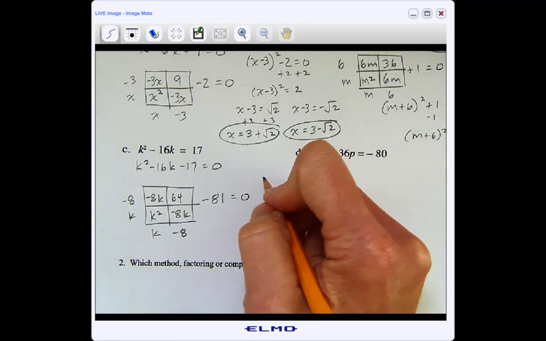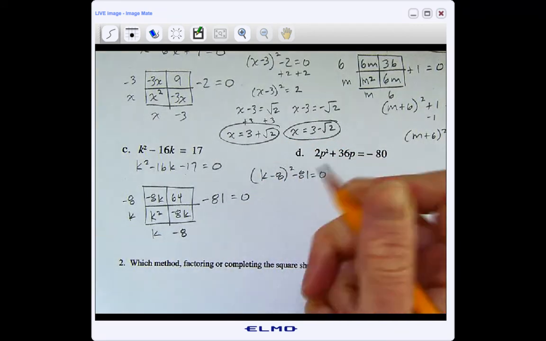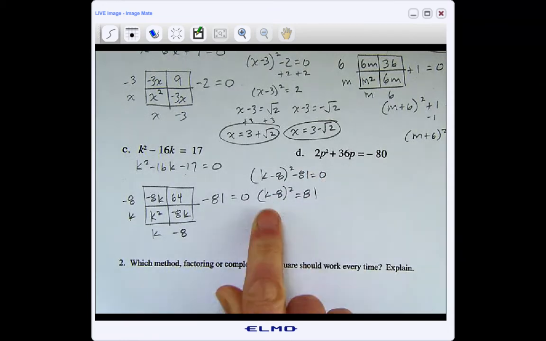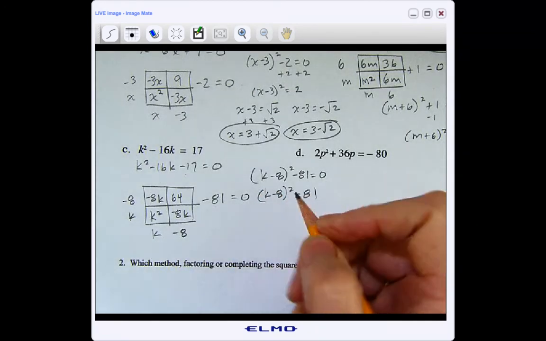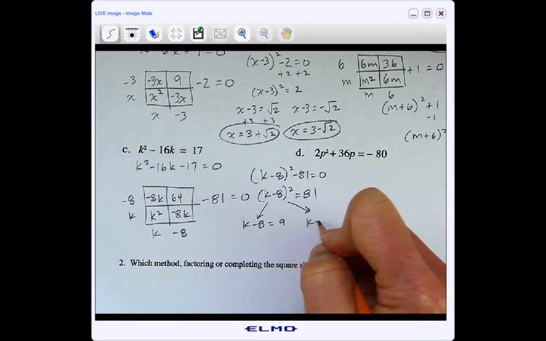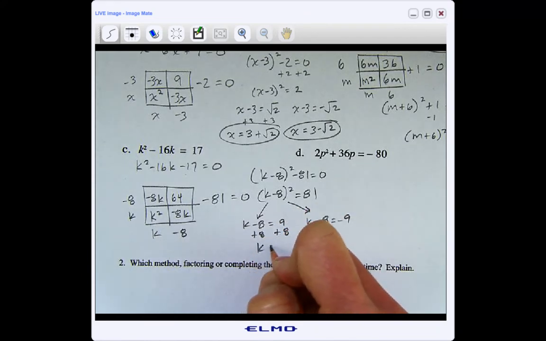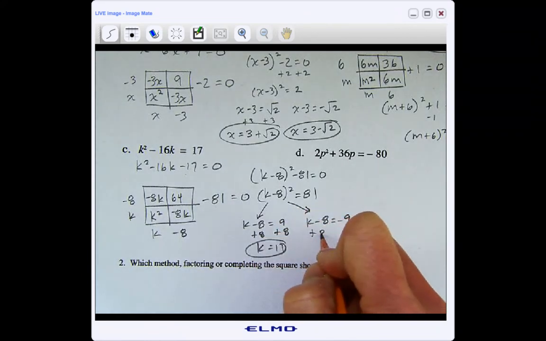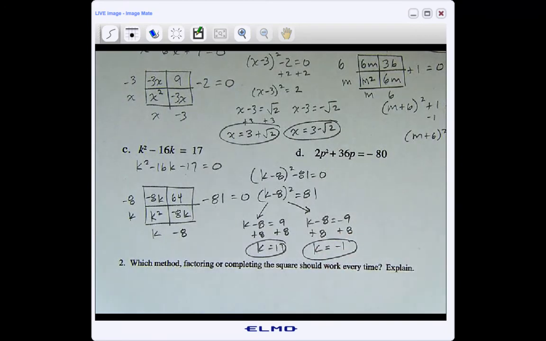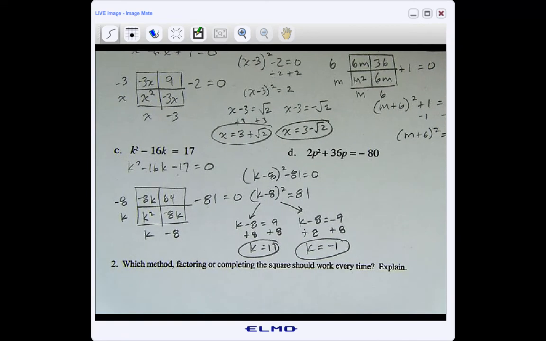Okay, so this is going to be k minus 8 squared minus 81 is equal to 0. I'm going to add 81 to both sides. And then what number squared is equal to 81? So I'm going to just take the square root of 81. So k minus 8 is going to either equal 9 or k minus 8 is going to equal negative 9. So if I add 8, I get k is 17 as one solution. If I add 8, I get k is equal to negative 1 as my other solution. Okay, so those would be my two values. And it would actually have been factorable when I decided to complete the square.